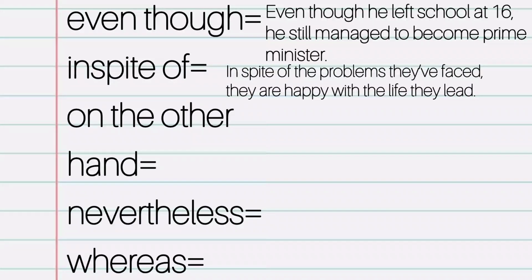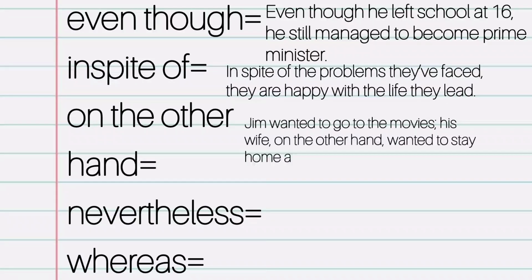Now we have on the other hand. Gene wanted to go to the movies. His wife, on the other hand, wanted to stay home and read. Gene wanted to do something, on the other hand, but his wife wanted to do something else. We have this example: on the one hand, on the other hand.